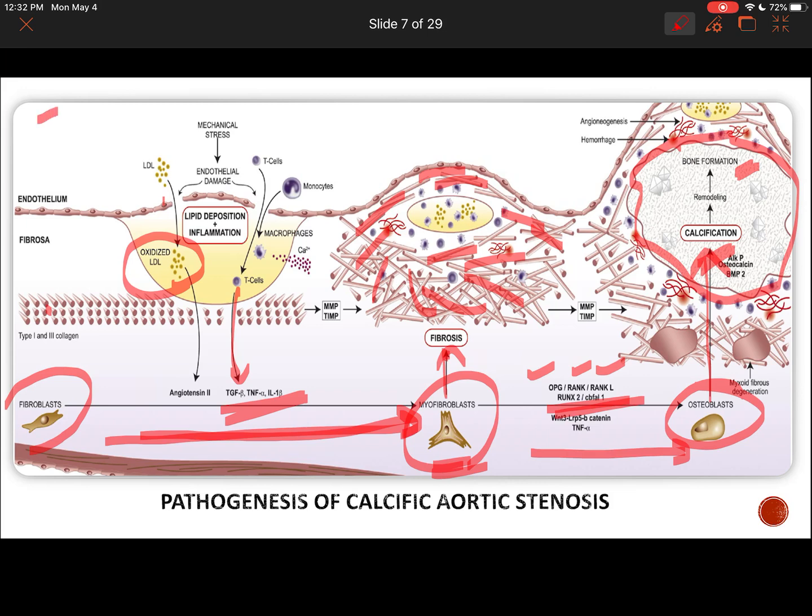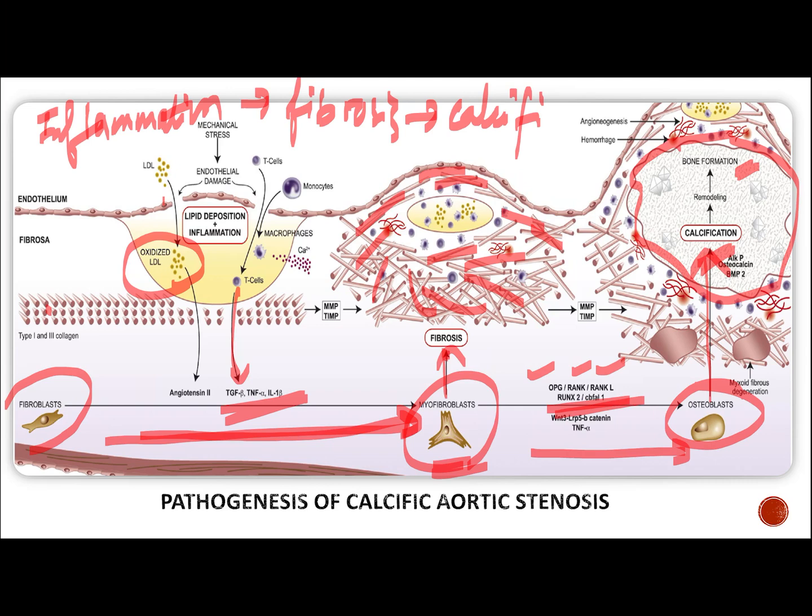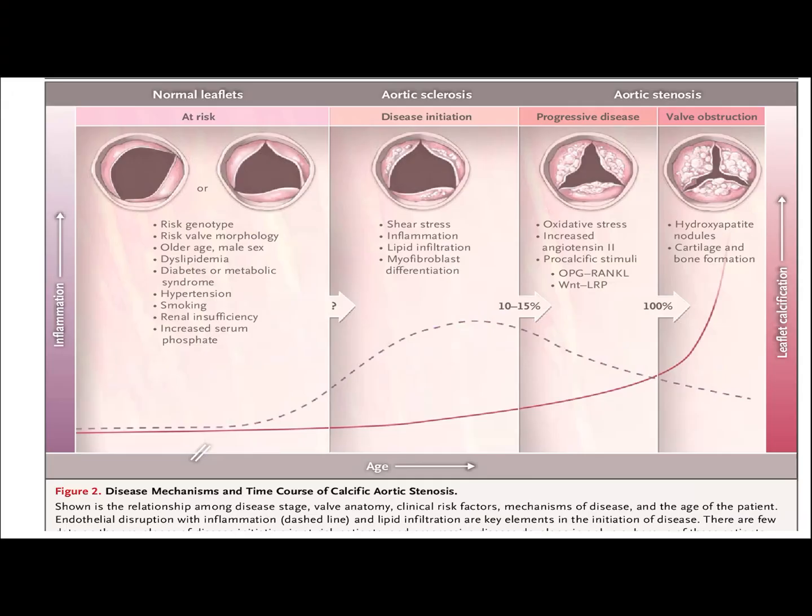So let's just summarize. Initially there is going to be inflammation. This inflammation will eventually lead to fibrosis, and at last there will be calcification of the valve, right? This is all we talked about. So next, the normal leaflets could be either bicuspid or tricuspid, and both of them are at risk.